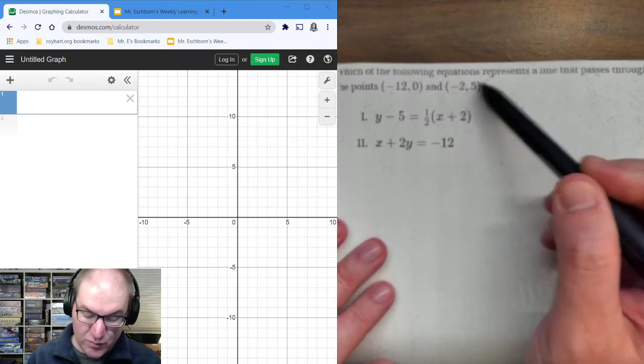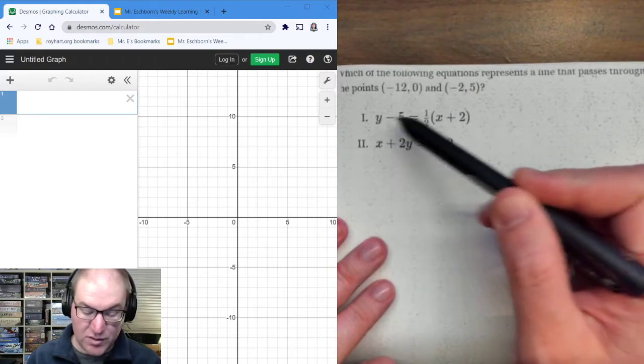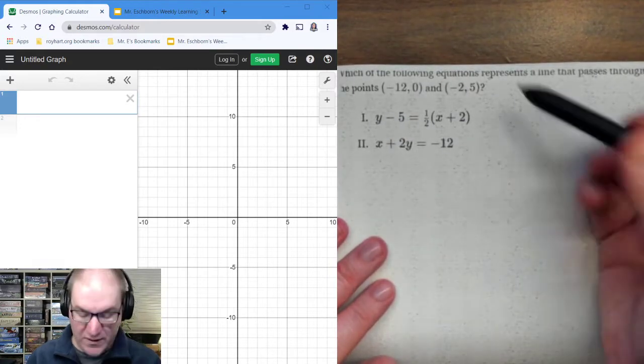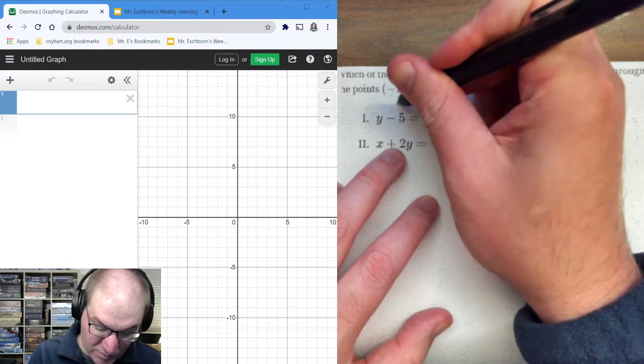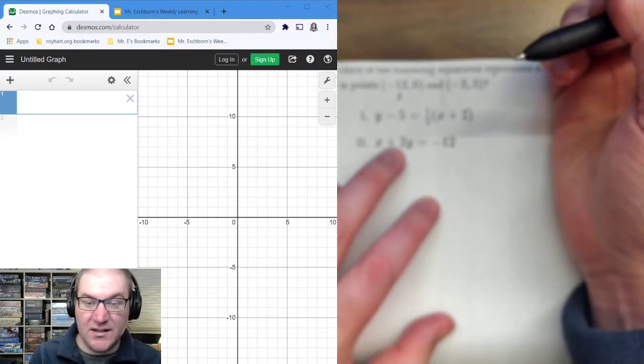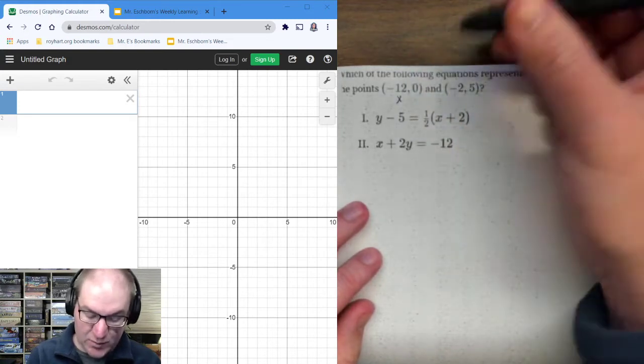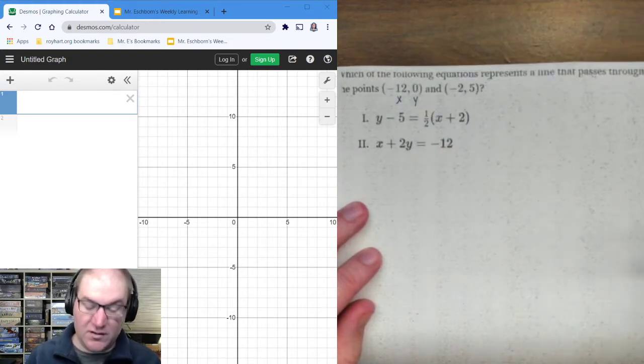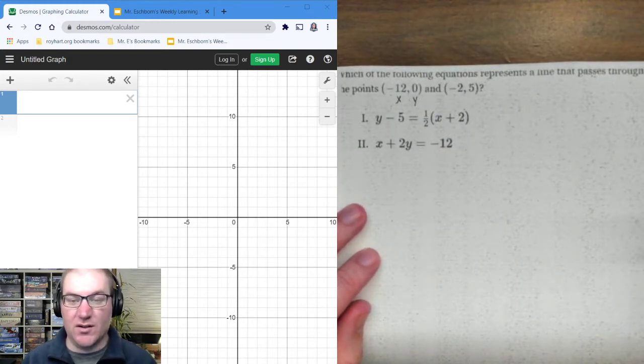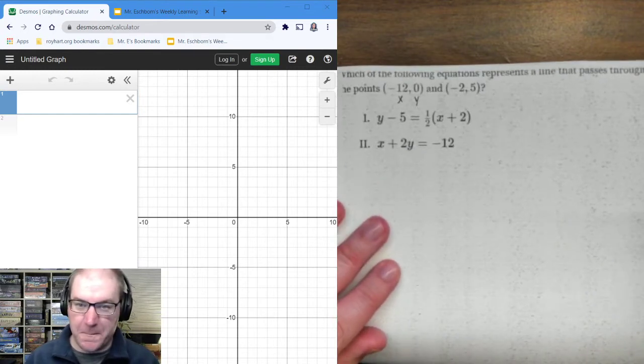If these two points are really solutions to both of these equations, then I should be able to put this number in anytime I see an x in the equation, and I should be able to put 0 in anytime I see a y in the equation. So let's try that out.